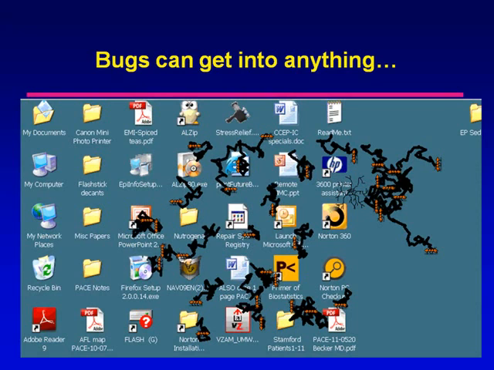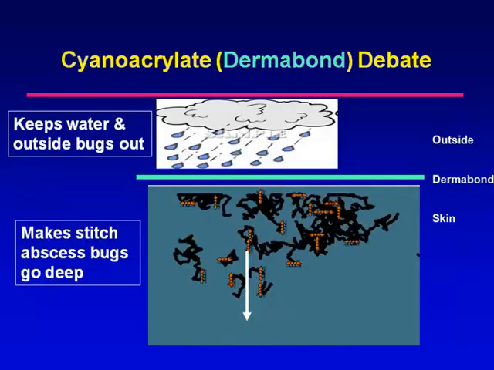But that raises the other thing. Once you close up the wound, how do you keep it closed? What are the two things that you have? So we have another debate there. Should you use dermabond, cyanoacrylate, basically super glue, or not?